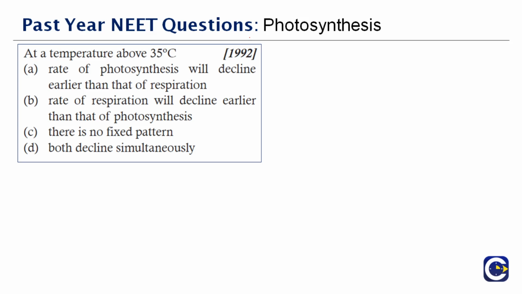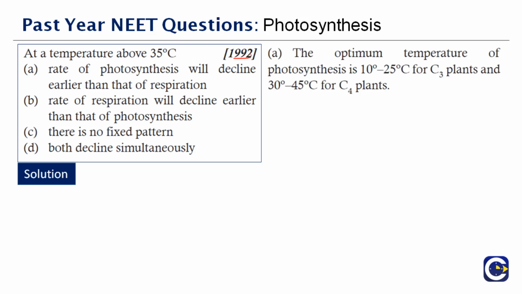This question was asked in the year 1992. Here they are asking us about the photosynthesis rate at a temperature above 35 degrees Celsius. What happens to the rate of respiration or photosynthesis? Now you're given four options here. Rate of photosynthesis will decline earlier than that of respiration. Rate of respiration will decline earlier than that of photosynthesis. There is no fixed pattern and both decline simultaneously.